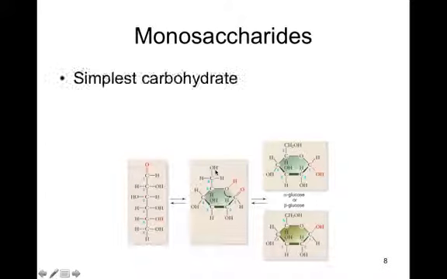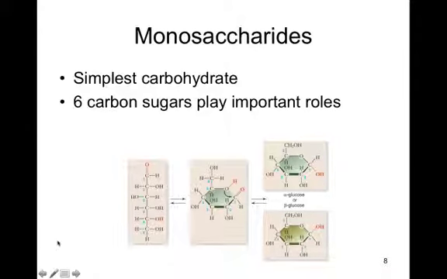Let's begin by looking at monosaccharides. Monosaccharides are the simplest of the carbohydrate molecules. They are 6-carbon sugars that play very important roles in biology, the most common of which is going to be glucose. We'll spend a lot of time looking at the structure of glucose and how it's metabolized in order to release energy in the form of ATP. Glucose has the formula C6H12O6, and it can be drawn in a number of different ways.